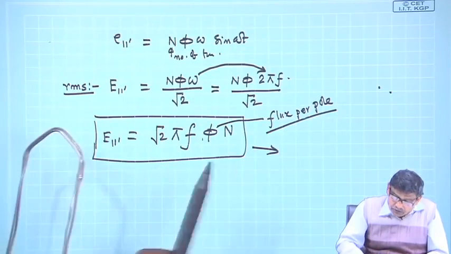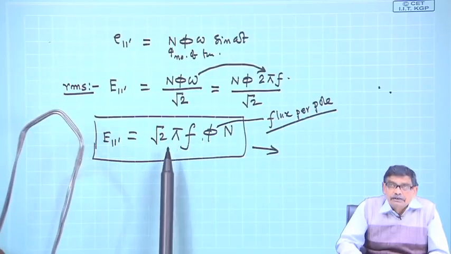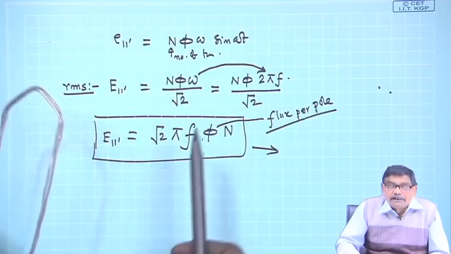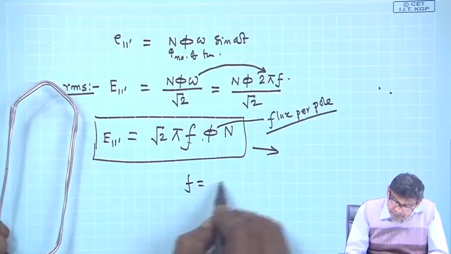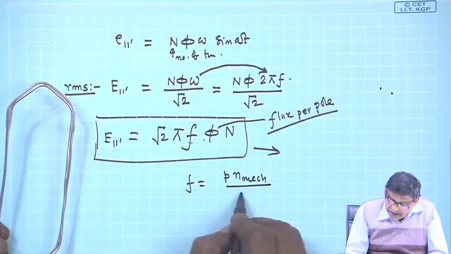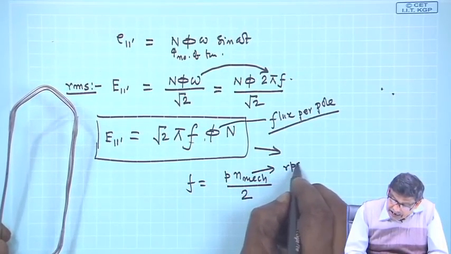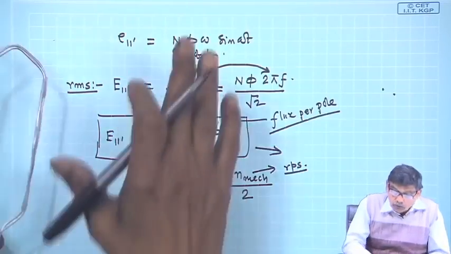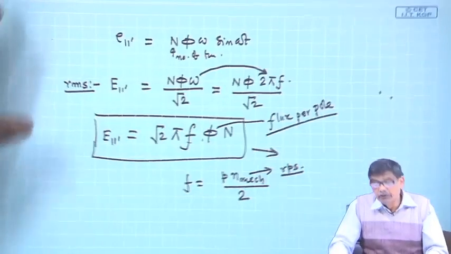So, the inputs of a generator are flux per pole and the speed. Now, speed is in this expression: f equal to P n mechanical by 2. N mechanical is the speed, tachometer speed in RPS. So, thank you. Go through this lecture carefully, and this will be the starting point.